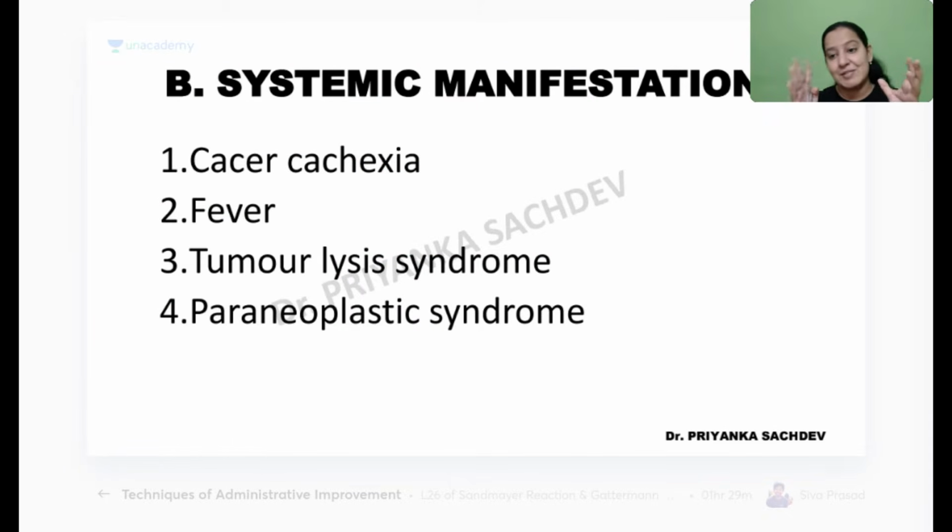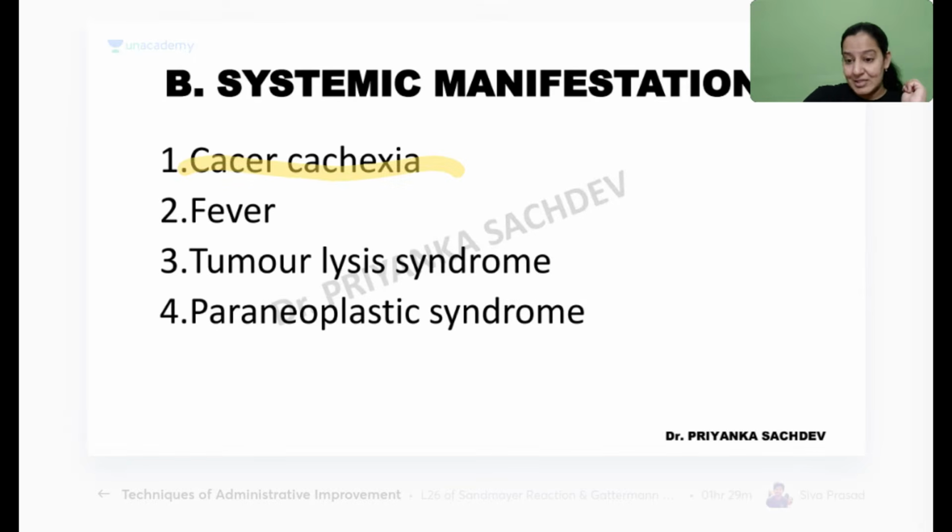Coming to the systemic effects, which are more difficult to understand. So coming to the systemic symptoms of the tumor, local symptoms, you already got it. Compression, obstruction, destruction, hemorrhage, you got it. So whatever site the tumor is present, it is presenting symptoms there. Coming to systemic manifestations of the tumor. What are the systemic manifestations of the tumor? There are 4 systemic manifestations of tumor.